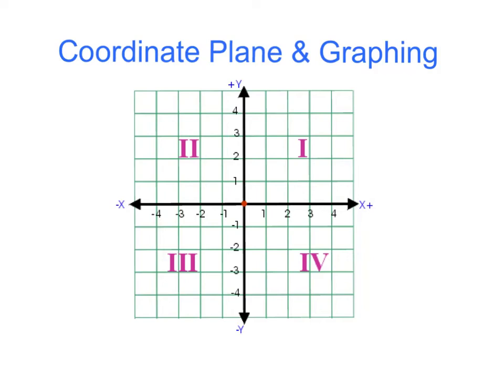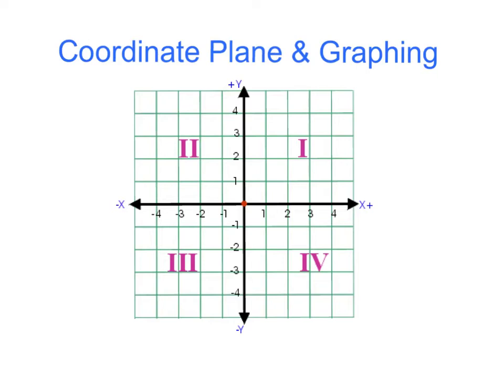So the coordinate plane, which we've seen before, looks something like this. We have 4 quadrants. They are 1, 2, 3, and 4. It always starts in the top right, and then it actually goes counterclockwise. And we use the Roman numerals, so we say I, II, III, and IV. We have our x-axis and our y-axis. This point in the middle right here is called our origin. That's the point (0, 0).